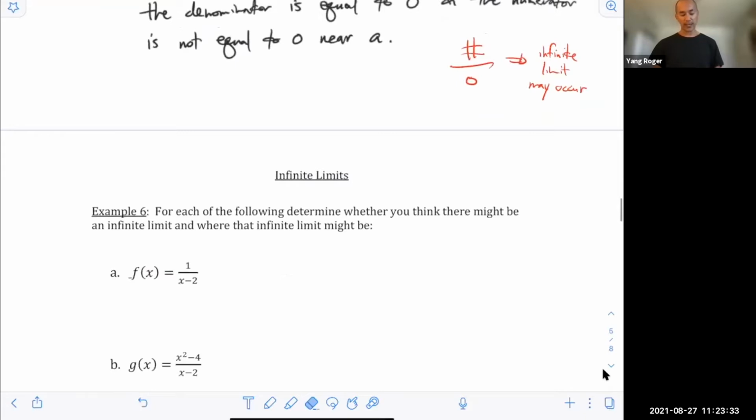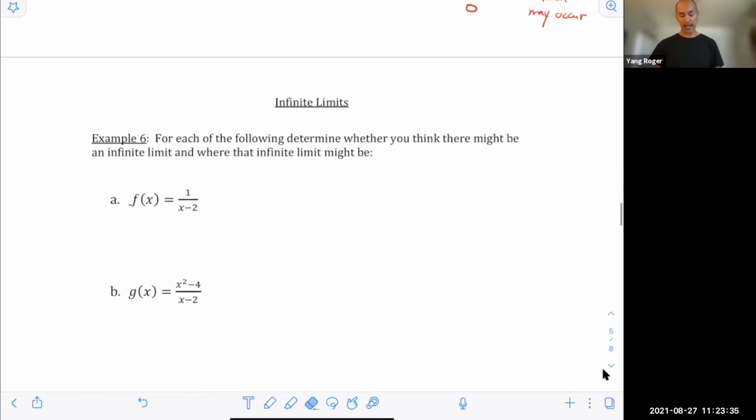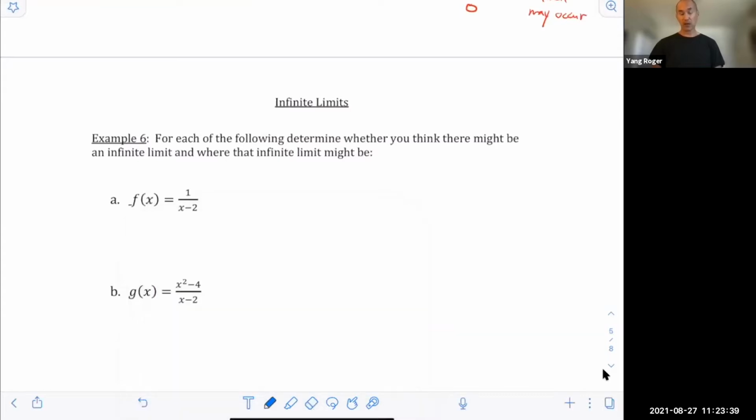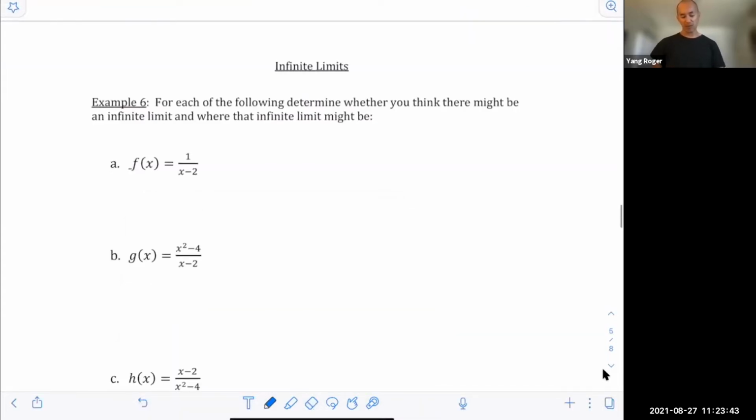When I look at this A right here, what number makes the denominator equal to 0? So, we need the denominator equal to 0. So when I look at this guy, I set x minus 2 equal to 0. So then this means that x is equal to 2, right?